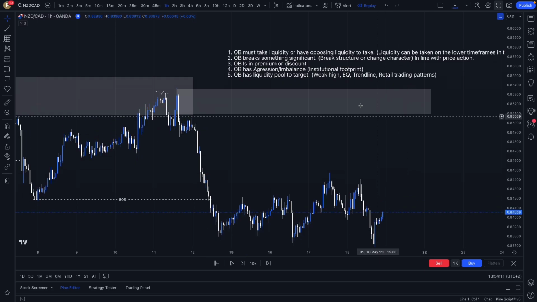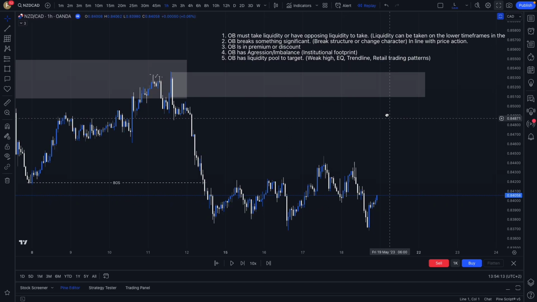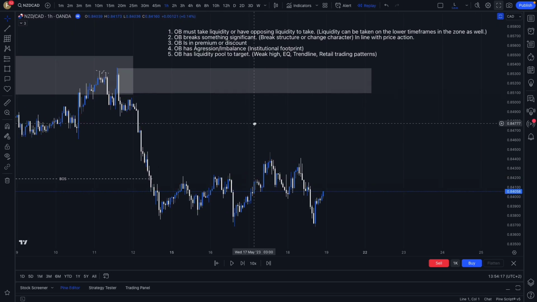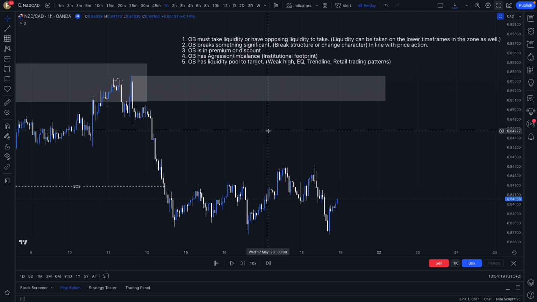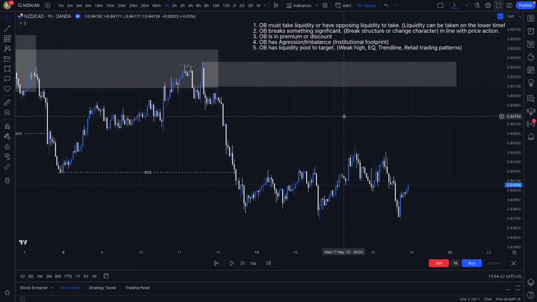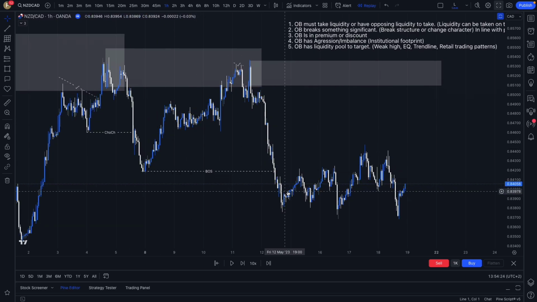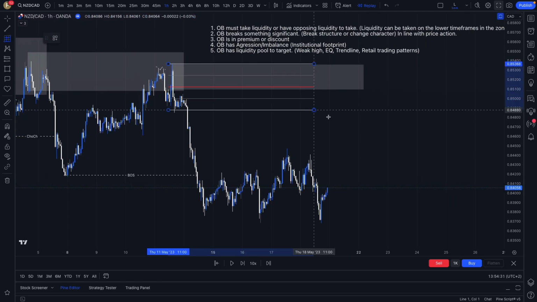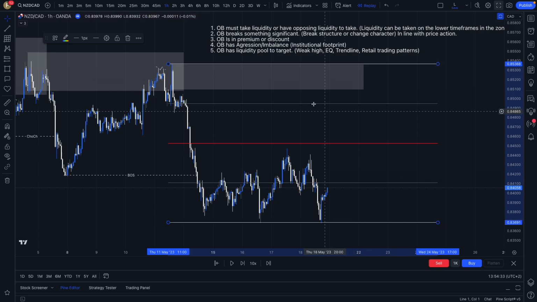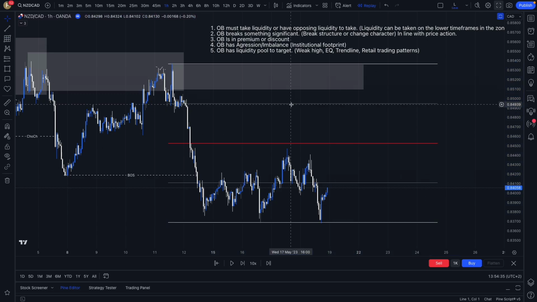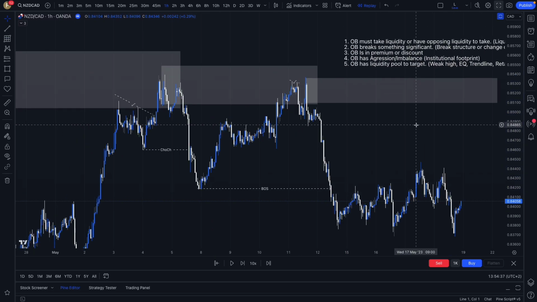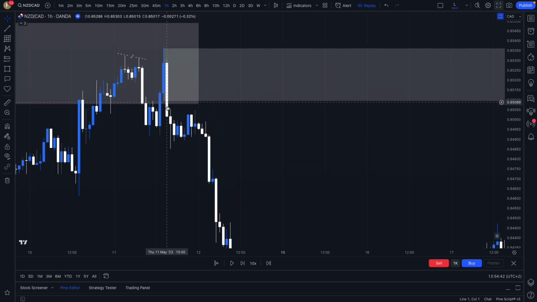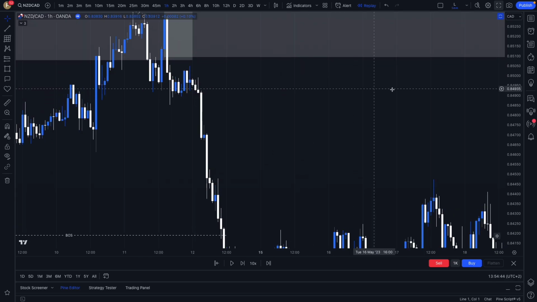So right now we grab our set of rules. We ask ourselves, does the order block take liquidity or have opposing liquidity to take? Yes, it takes liquidity. It doesn't really have any opposing liquidity to take, but it is "or," not "and." Does it break something significant? Yes, it breaks structure to the downside right here. Then we ask ourselves, is it in premium or discount? Yes, it's very much in a premium price area. Does it have aggression or imbalance? Let's zoom in. Yes, it still has this unmitigated imbalance right here.